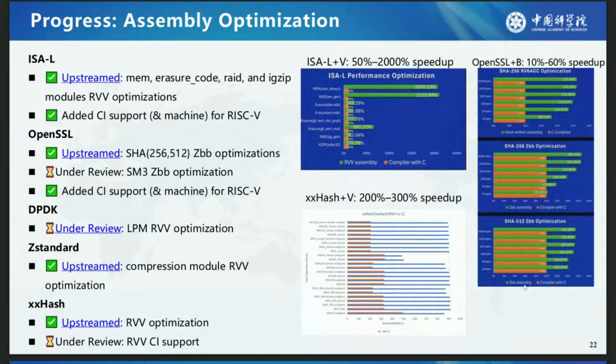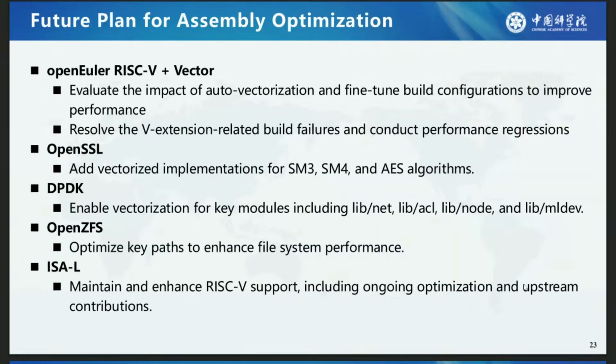Here, I would like to mention again that CI infrastructure is very important. Most of the time, that is a precondition to fulfill. So, our future plan: we would like to evaluate the impact of auto-vectorization and fine-tune build configurations to improve the performance of the OS, and also resolve the vector extension-related build failures and conduct performance regressions. At the moment, there are about 20 packages that fail when we compile with vector. And we will also continue our work with OpenSSL, DPDK, and ISA-L.